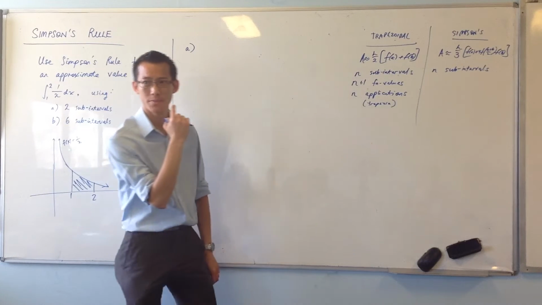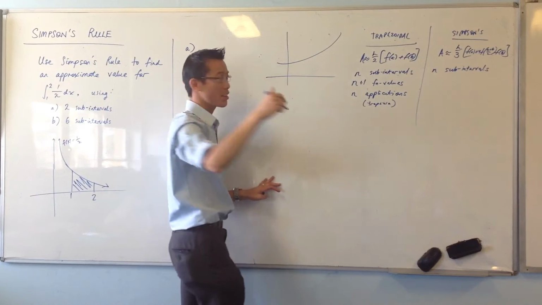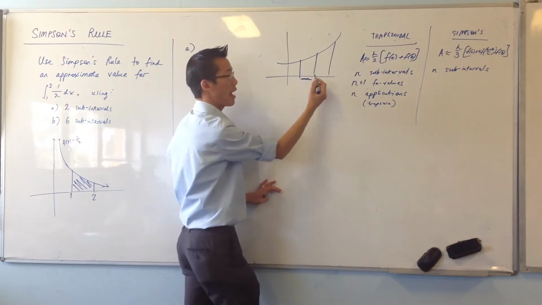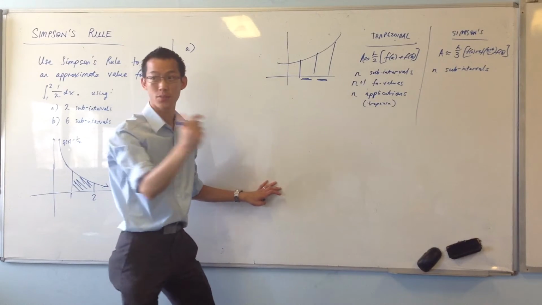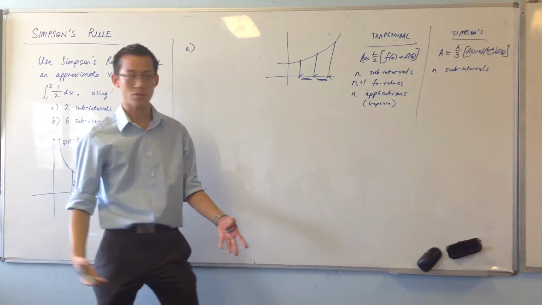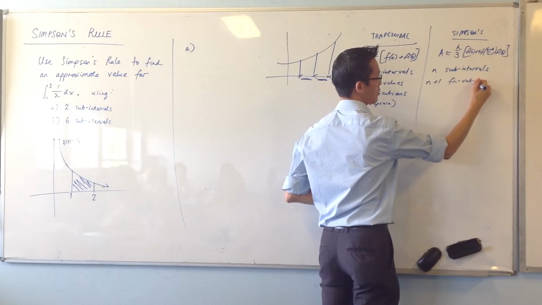What is a subinterval? For Simpson's rule, what does it look like? It's still going to be, so this is a subinterval, right? There's one, and there's another one. So that's 2 subintervals, and that requires 1, 2, 3 function values, right? So this is still the same, n plus 1 function values, okay?